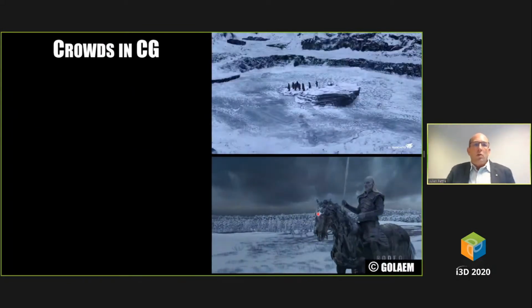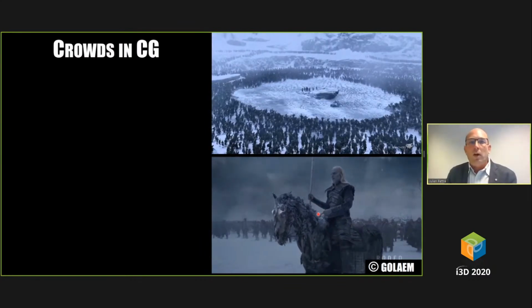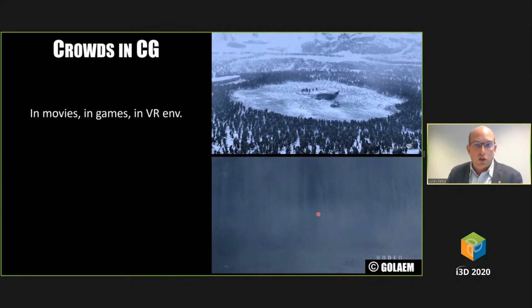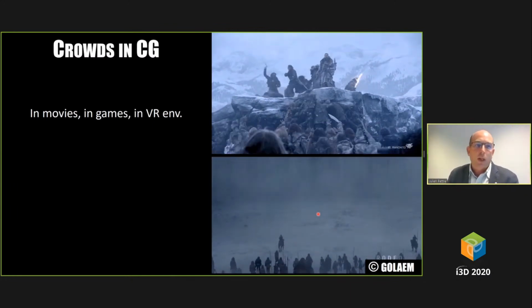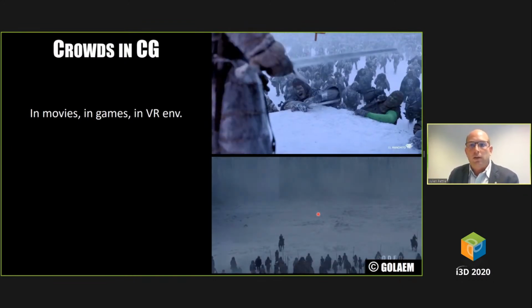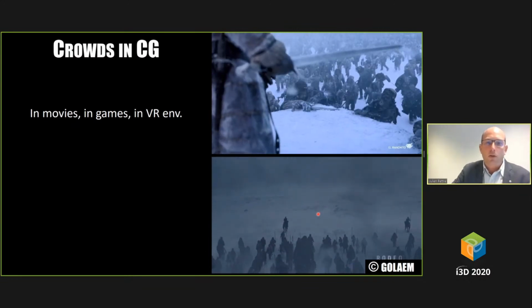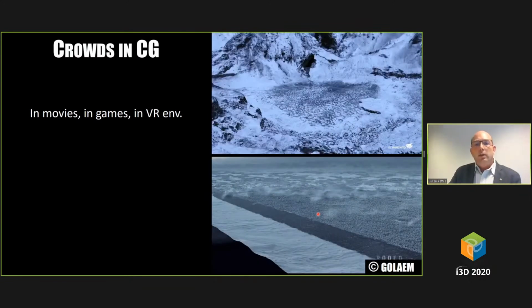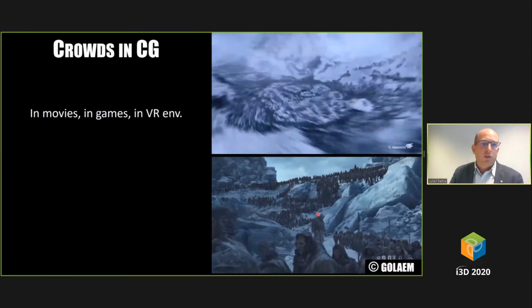So crowds have long been a topic of research in computer graphics. That's important to mention, especially because virtual crowds are found in movies, in games, or in VR environments, like the one presented in a keynote last Monday. And CG deals with different kinds of problems concerning crowds.